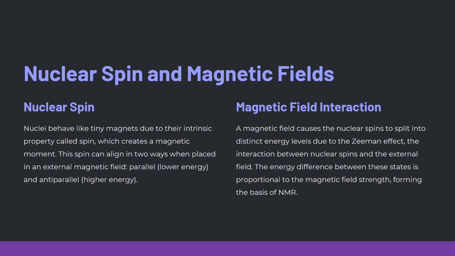When a magnetic field is applied, it causes the nuclear spins to split into distinct energy levels, a process called the Zeeman effect. This splitting occurs because of the interaction between the nuclear spins and the external magnetic field. The energy difference between these two states is proportional to the strength of the magnetic field. This interaction forms the fundamental principle behind nuclear magnetic resonance, NMR.